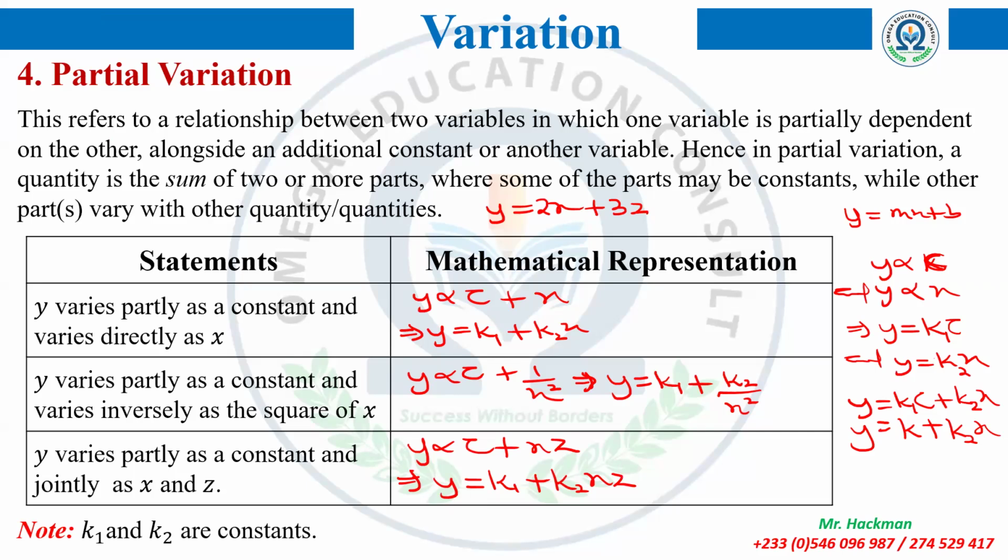Y varies partly as X and varies directly as Z. Okay, that is Chrysler's answer. Prof. Natalie, I've not placed any judgment on your answer yet. Okay, so y varies partly as the constant 2 and varies directly as z.